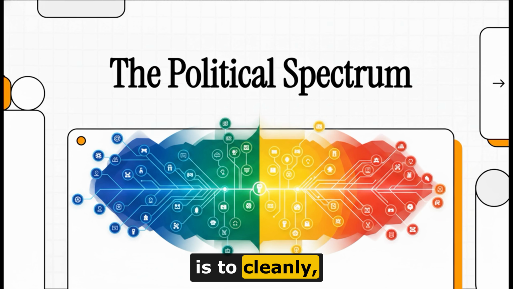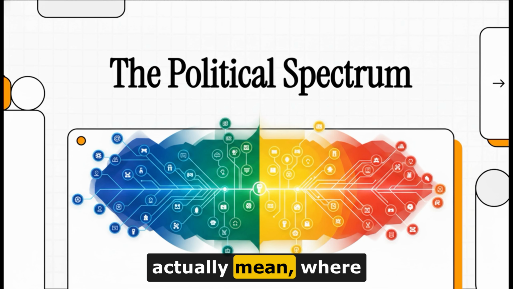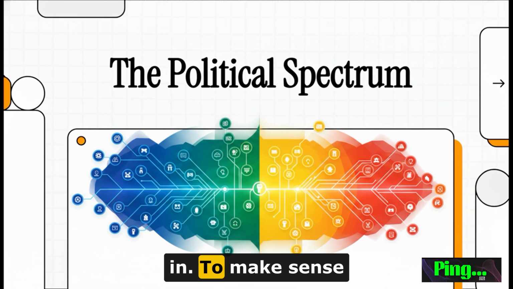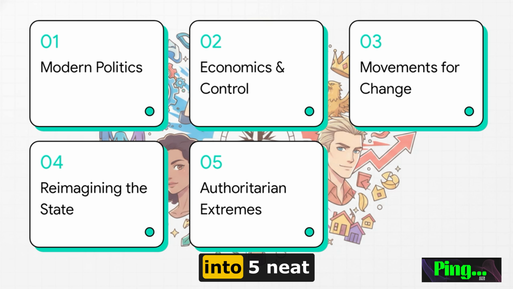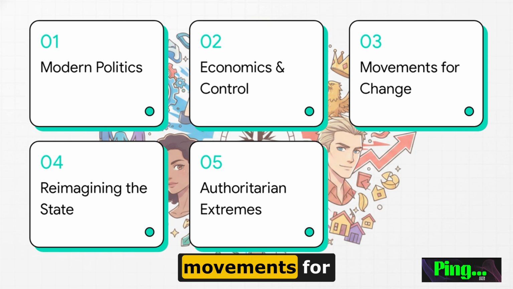Our goal right now is to cleanly, neutrally, and clearly map out exactly what these ideologies actually mean, where they come from, and how they relate to one another. Let's dive in. To make sense of it all, we're breaking things down into 5 neat little buckets: foundations of modern politics, economics, ownership and control, movements for change, reimagining the state, and finally, the authoritarian extremes.